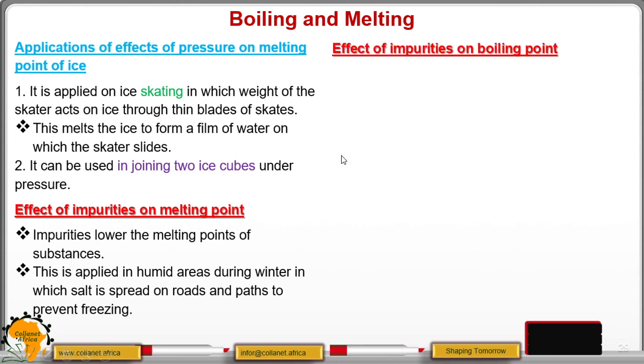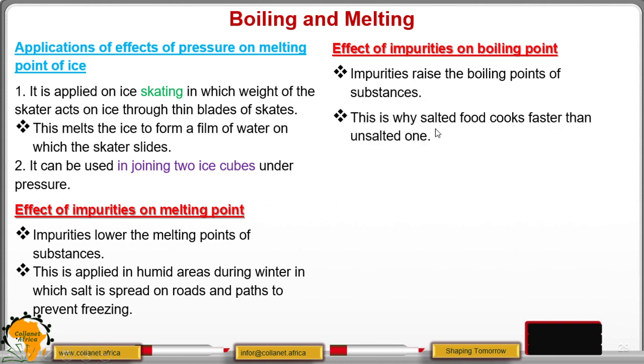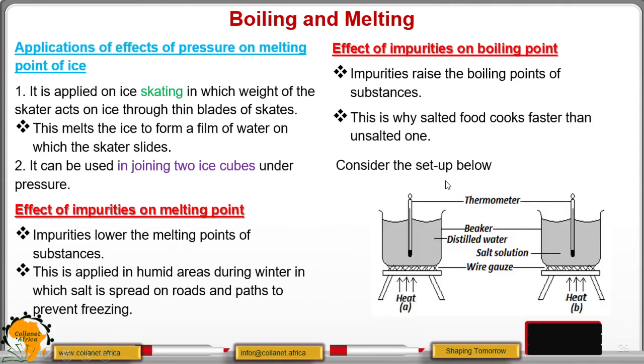Then from there, we have the effects of impurities on boiling point. Impurities raise the boiling point of substances, and that is why salted food cooks faster than unsalted food. Consider the setup that we have here below. We have distilled water here, and a salt solution. Then we have the wire gauze, the source of heat, and thermometers in both beakers. So we want to see which thermometer will record a higher temperature.